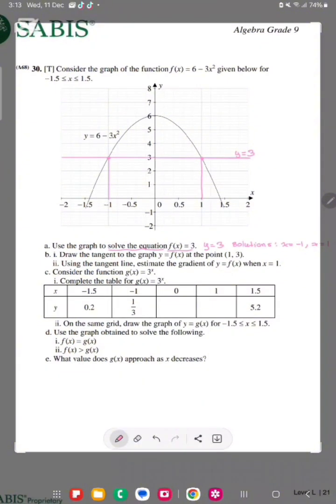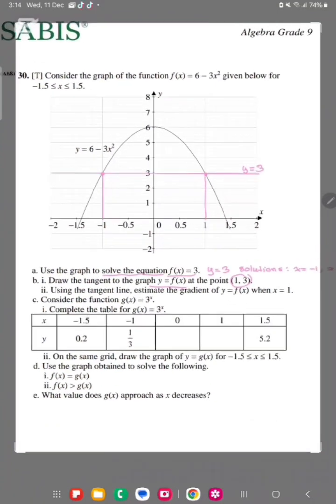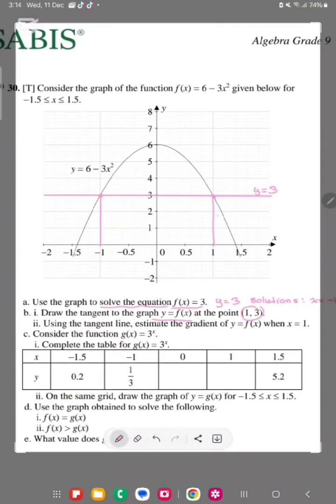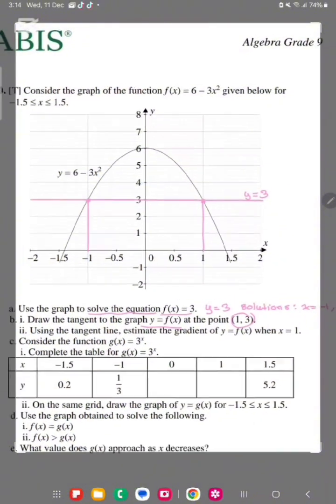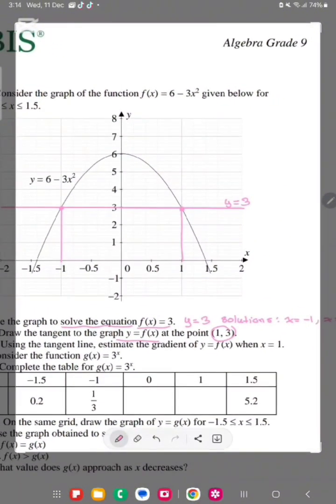Now, they tell you to draw the tangent to the graph at the point 1 and 3. So you're just going to draw a tangent at this point 1 and 3. When the x is 1, y is 3. So it's this point that we already drew. You're going to draw a tangent. You need to draw this as accurately as you can in the exam. I'm going to try to do it as accurately as I can, but I don't think I will be able to on the tablet. I recommend bringing a ruler to the exam as well.